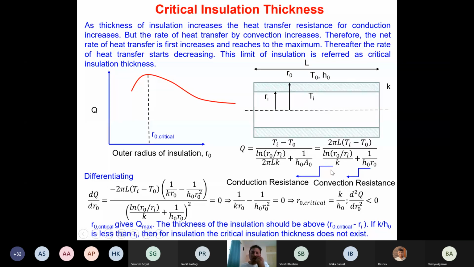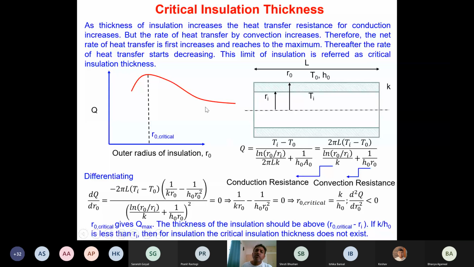In terms of the outer radius, we can represent this equation as 2 pi L times Ti minus T naught divided by ln R naught by Ri by K plus 1 by H naught R naught. So this is the expression we have obtained.